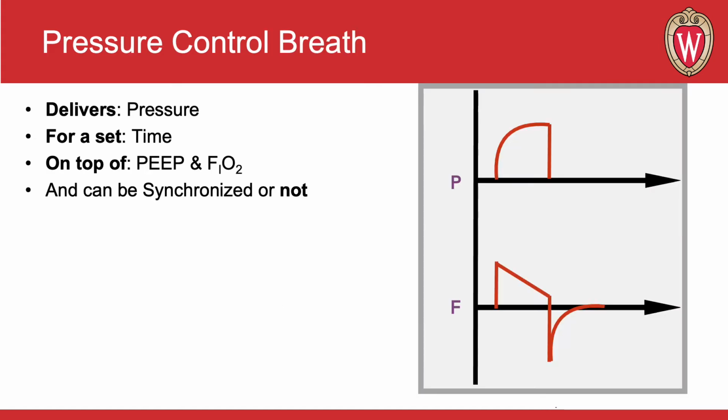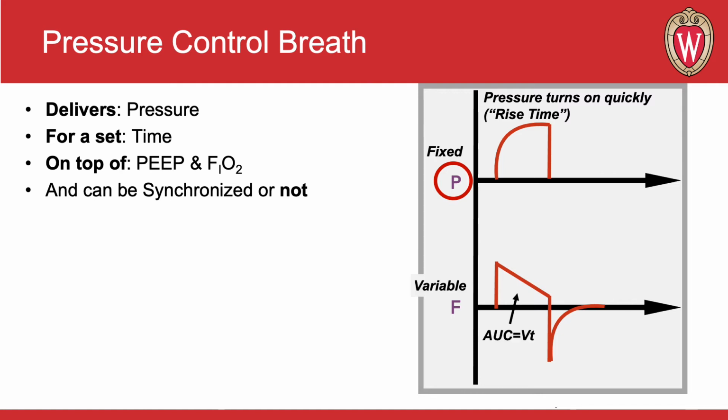Okay, so on a ventilator, when you're delivering a pressure control breath, the vent delivers pressure, and that's fixed and set by you. It turns on fairly quickly, and you can make it turn on faster or slower by adjusting the shape of that shark fin there by adjusting the rise time. And when you fix the pressure, the flow becomes variable, and reminding you that the area under the curve equals the tidal volume. You deliver that set pressure for a set amount of time, and you do that on top of a PEEP and FiO2. And these breaths can be synchronized to the patient or not.